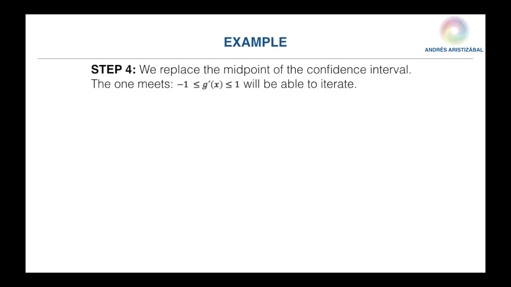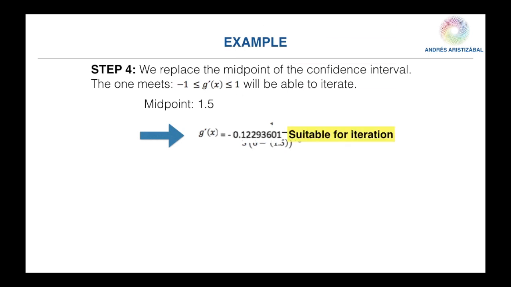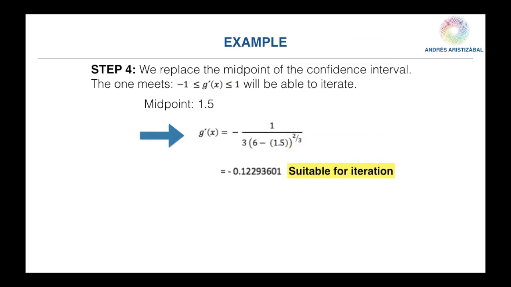Then we apply step 4. We replace the midpoint of the confidence interval, and the one that fulfills that its derivative is between minus 1 and 1 will be able to iterate. So we rewrite our midpoint 1.5, and rewrite the previous derivative. We make the replacement with the value 1.5 and we obtain minus 0.1229, and since this result meets this requirement, it is suitable for iteration.